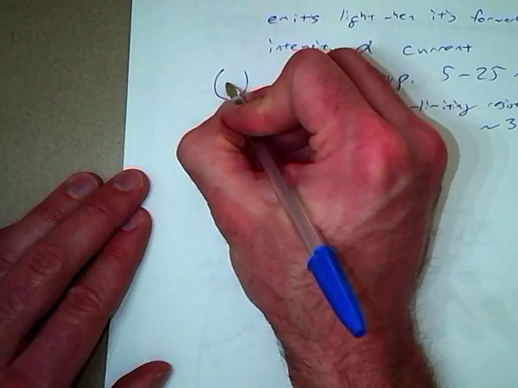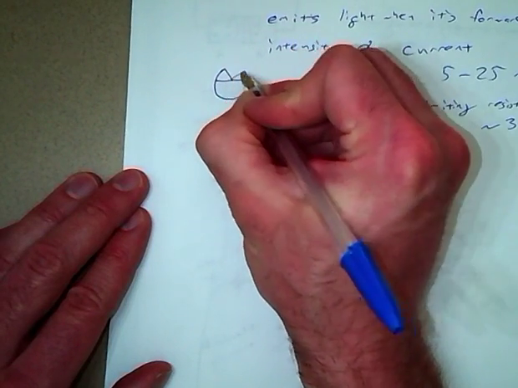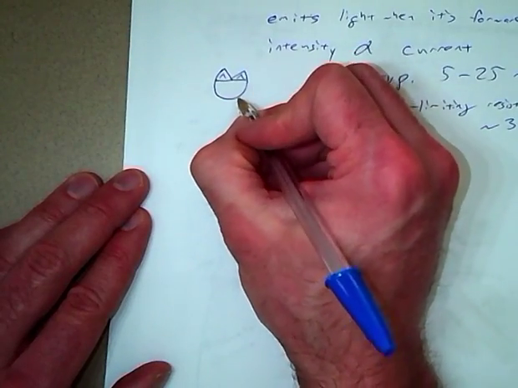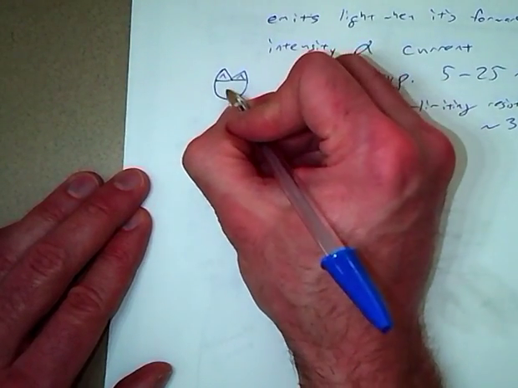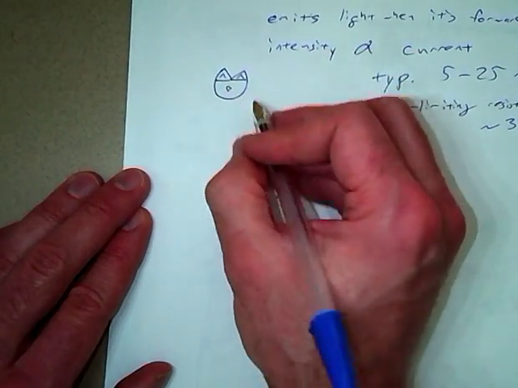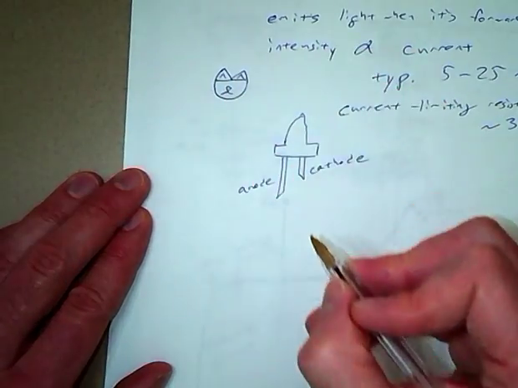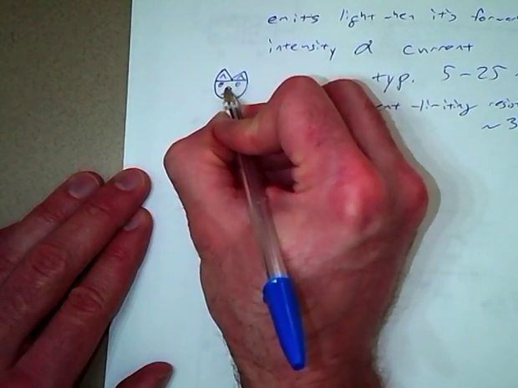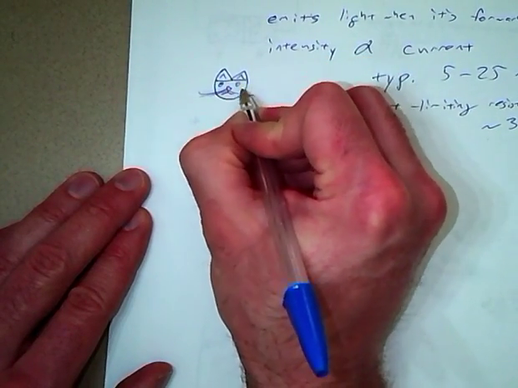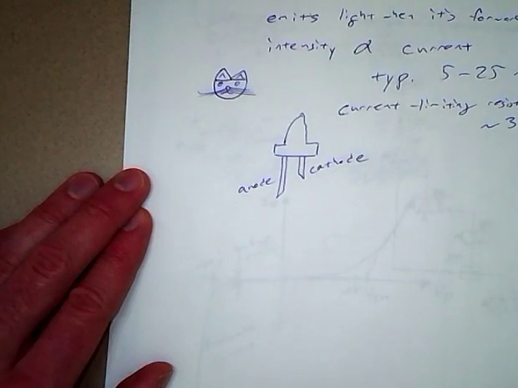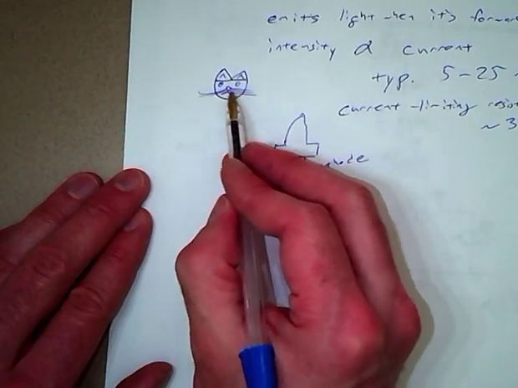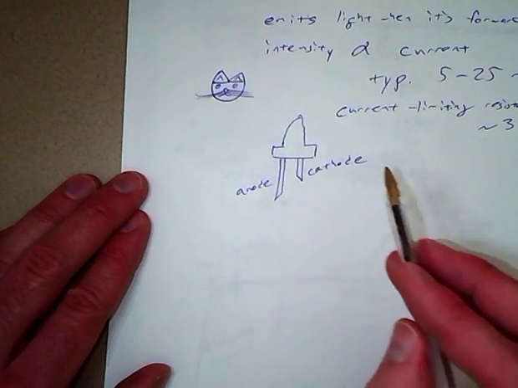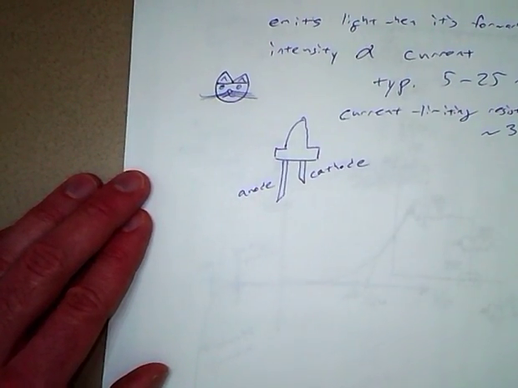Let's see if this helps. So that is my drawing of a cat, and a cat has whiskers that look like minus signs. So cathode is the negative side.